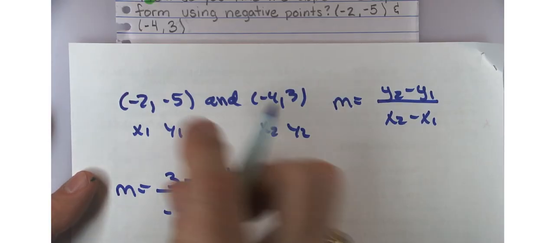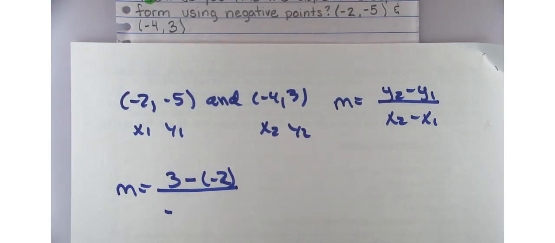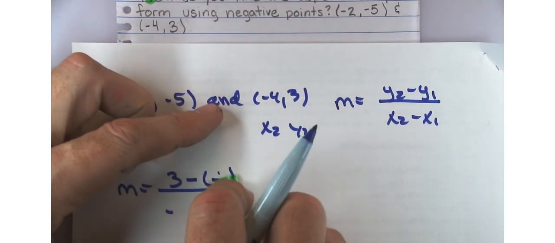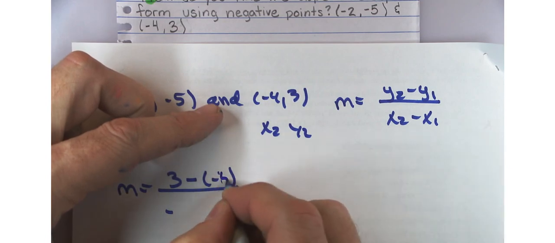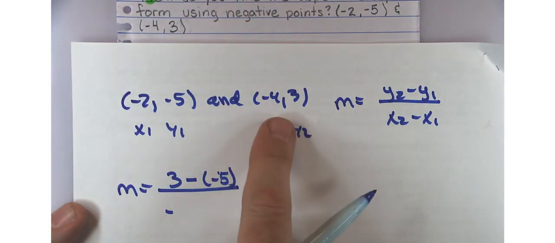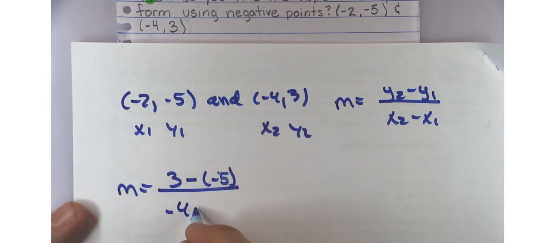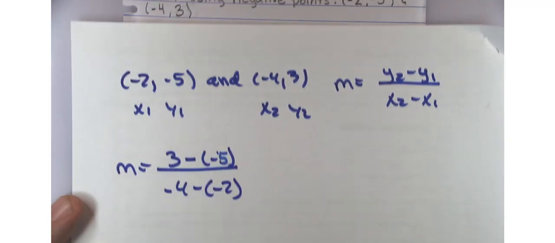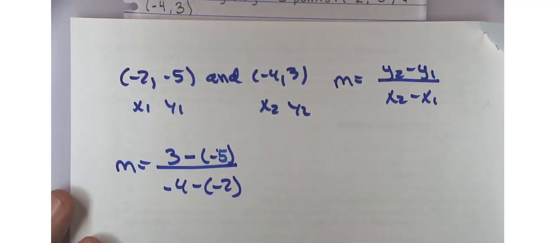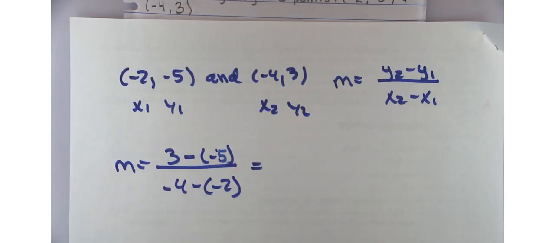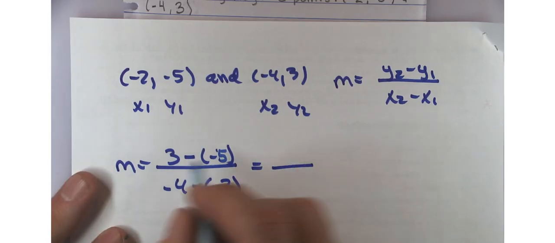And then -5 over -4. Now I can do my -2. What happens with the double negative here? Becomes an addition, so that it becomes 8.